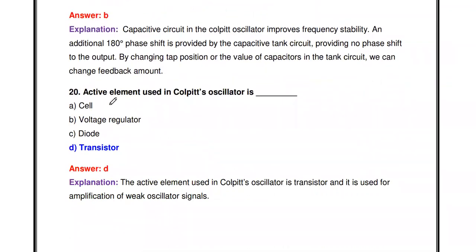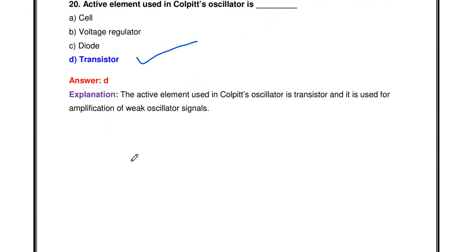Then the next one, the active element used in Colpitts oscillator is dash. Okay, so what is the active element used in Colpitts oscillator? Transistor. Okay, in order to construct an oscillator, first we need one amplifier. Okay, so a CE amplifier. That CE amplifier is constructed with the active device transistor. So instead of a transistor, we may use a FET-based oscillator, we may construct an op-amp based oscillator. But here, the transistor is the active element used in Colpitts.